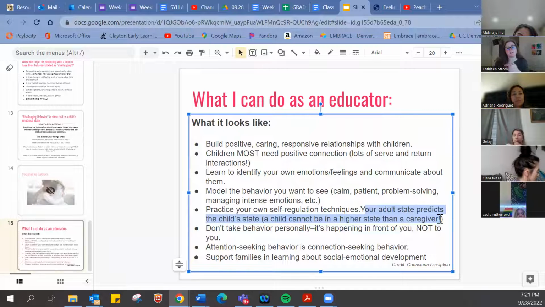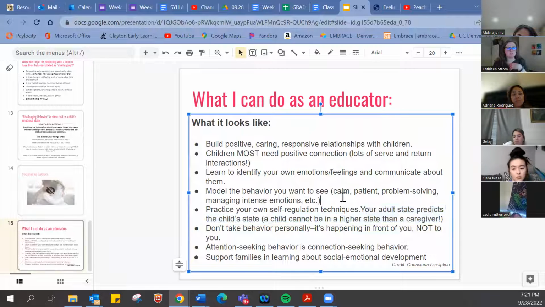So if you're practicing self-regulation techniques and emotional awareness, those things are going to help you be able to model, to help children learn about their own emotions, and to help you feel more calm and composed in those stressful moments.